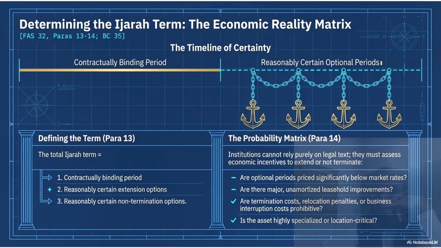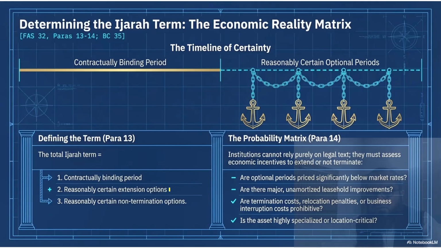So from the accounting perspective, we need to decide what has to be the life of the asset, because we have to depreciate the asset in that life. We have to take the present values according to the period. Now, the guidelines are available in the standard on how we should work out the actual period. So it's not just the legally binding period. What they say is, the total Ijarah term is the contractually binding period plus the reasonably certain extension period.